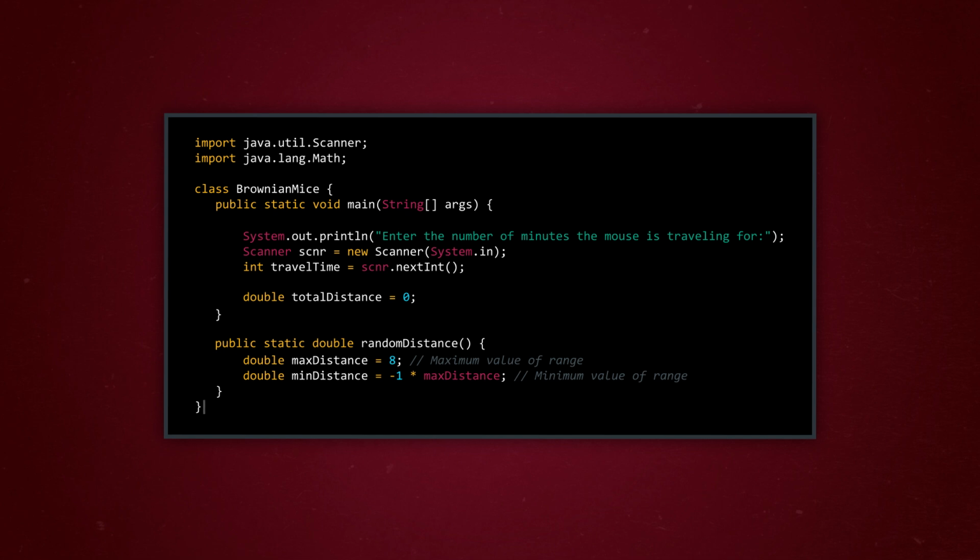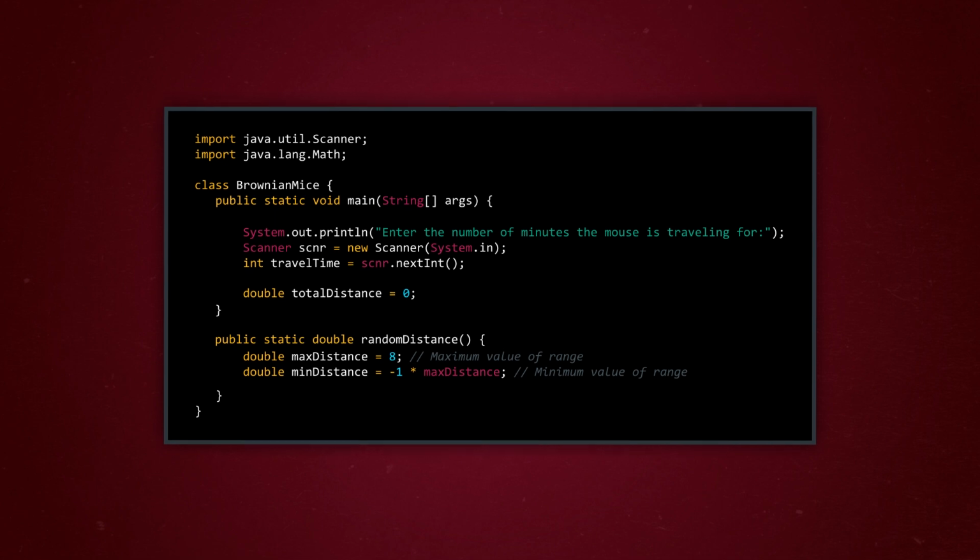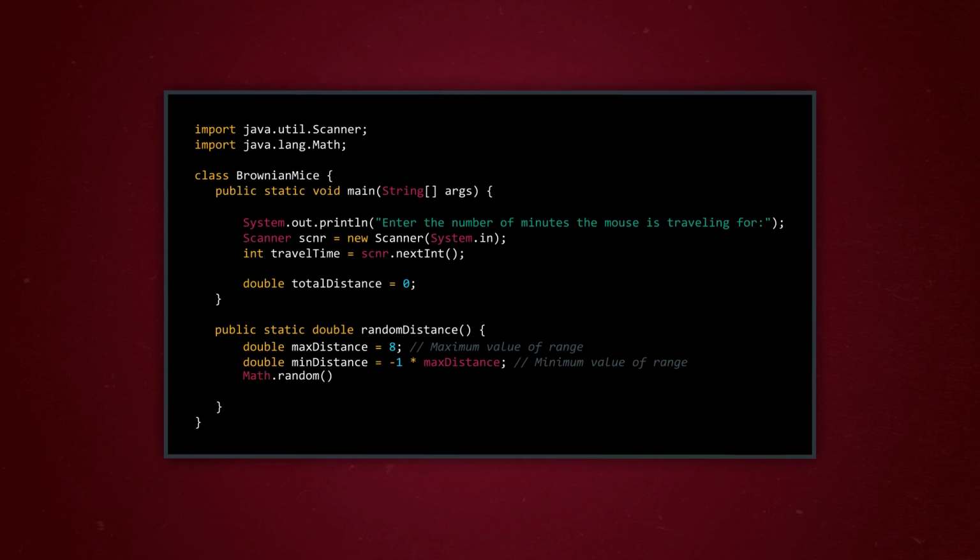Conveniently, Java gives us a way of generating random numbers. In the math library, we can call the math.random method, which automatically returns a random number between 0 and 1. That's close to what we want, but not exactly it. We need to adjust the range to match our model by doing some mathematical tweaks.